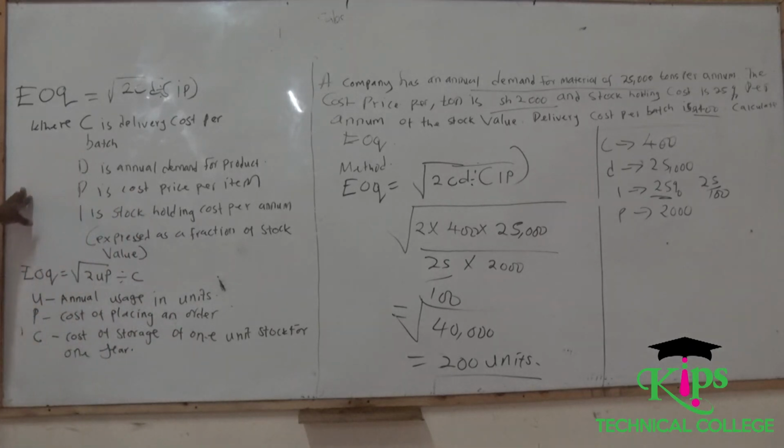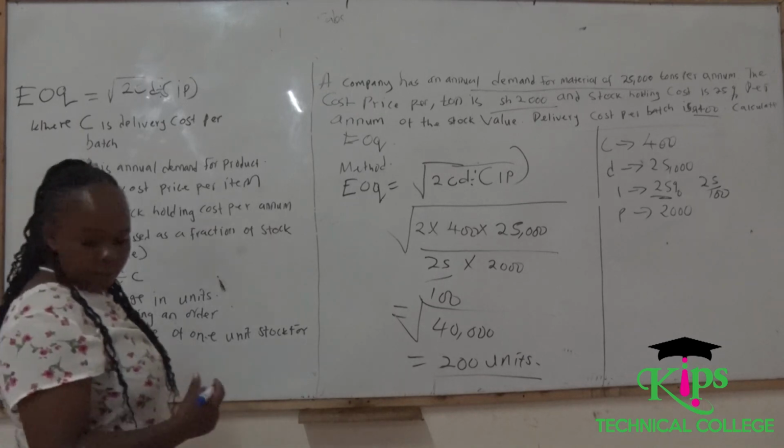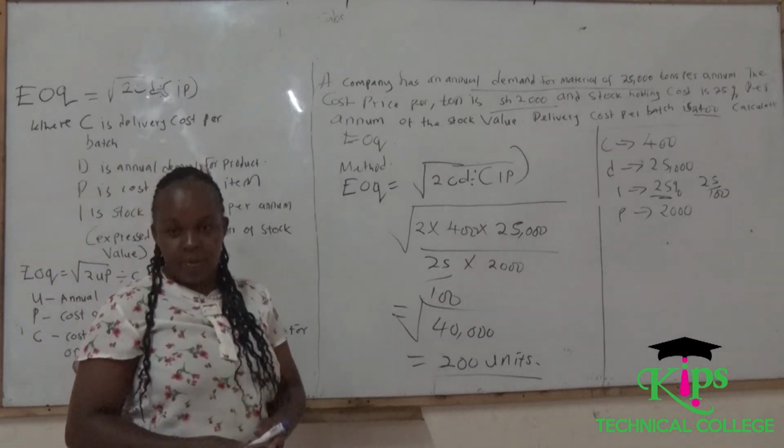That's the formula for calculating the economic order quantity. You need to practice the formula and understand it. In our next class, we look at FIFO, which is first in, first out. Thank you.